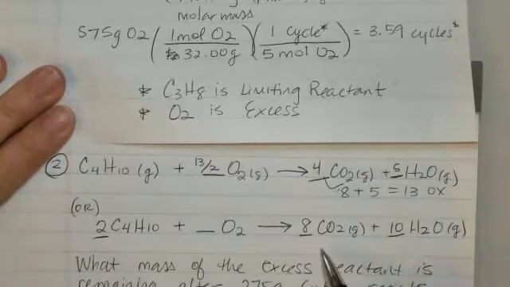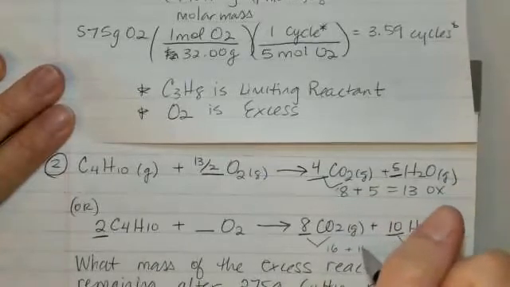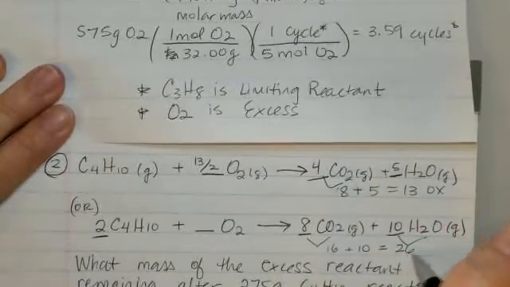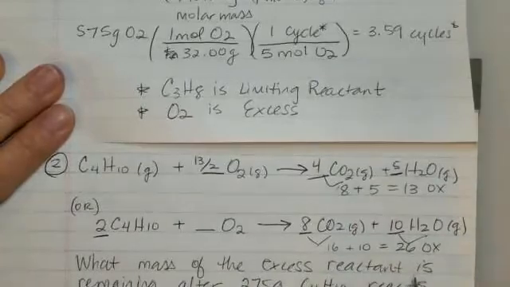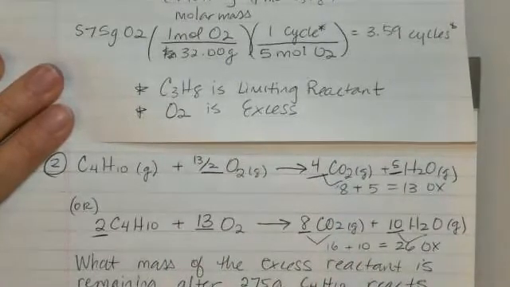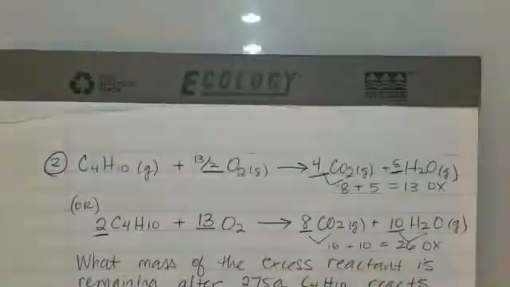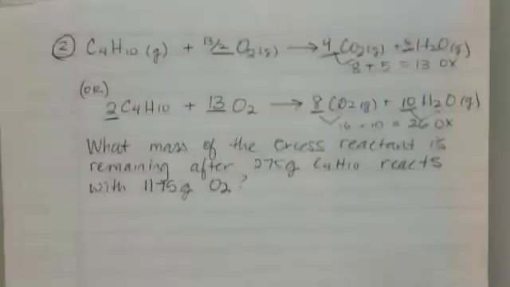Now when I go to sum the oxygens, 8 times 2 is 16, plus another 10 in the water means I have 26 oxygens on the product side. The multiple of 2 to get me to 26 means I put a 13 in front of O2 on the reactant side. To me, those two equations are exactly the same. It's just one doesn't have a fraction and the other one does. And that's up to you which one you're more comfortable with because they're going to work the same way.